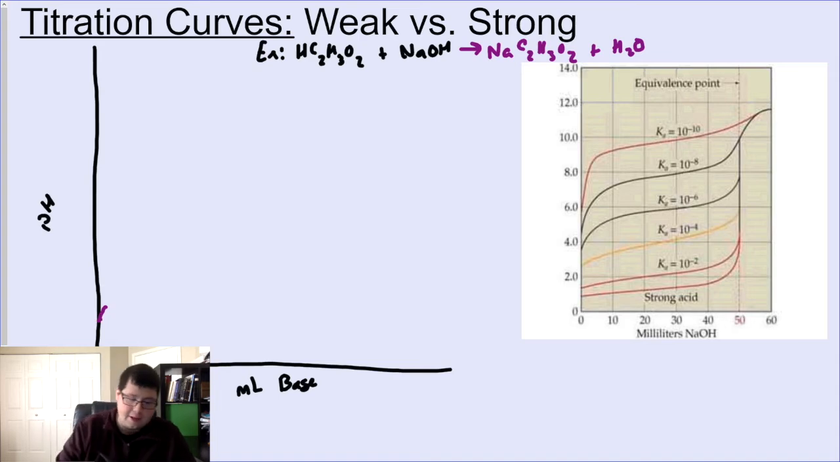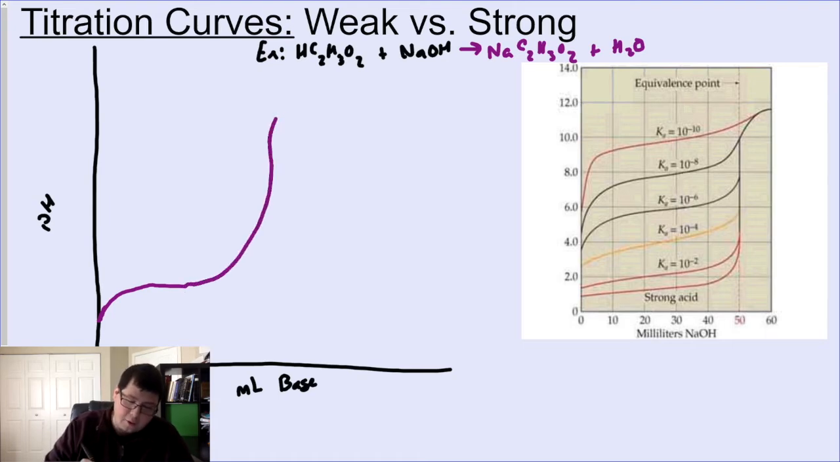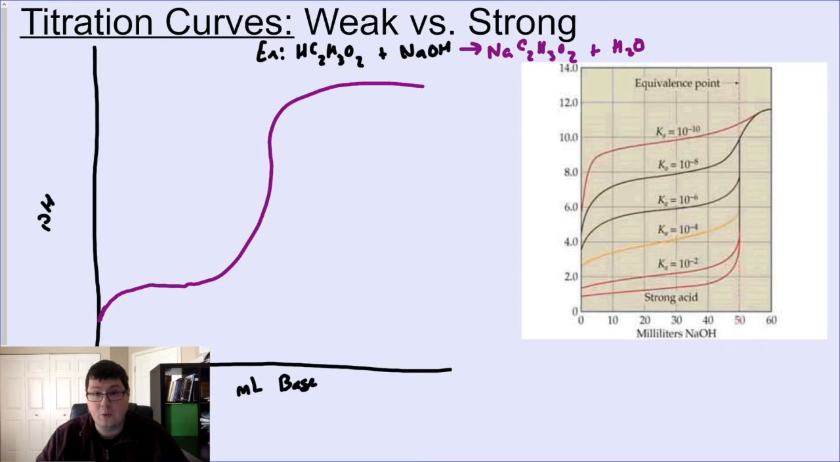So the curves for these are actually going to start, then slowly level off for a second as I add base, because I'm producing a weak base in solution, and that resists the change in pH from my NaOH. I've made a buffer solution as I add it. But then I can overcome this buffer solution as I add even more base. It's now going to go through an equivalence point, and then finally it's going to level off at a very basic solution.